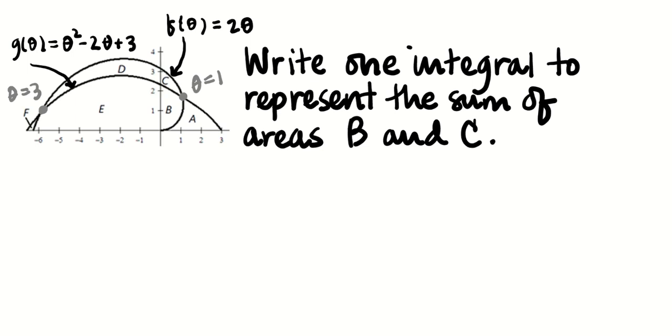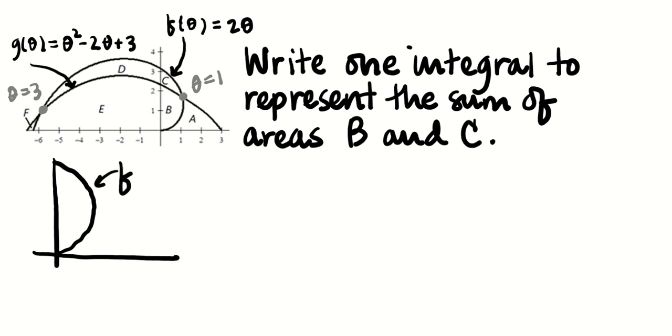Now the next few are like, let's combine two of them and write them as one integral. And so that's a different type of question. It's going to say, write one integral to represent the sum of areas B and C. It might be easiest for me to actually just draw this. I'll give you my own sketch. It's this, right? It's that whole thing. And this is f of theta all along.